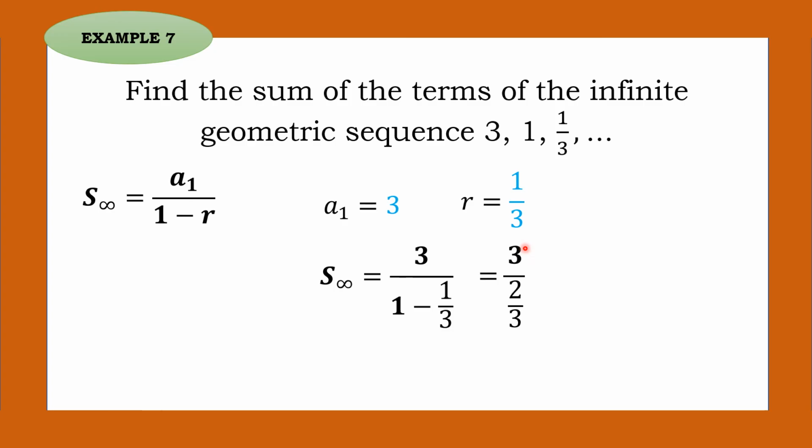So to simplify 3 divided by 2/3, we simply copy the numerator and get the reciprocal of the denominator, and that will give us 3 times the reciprocal of 2 over 3, which is 3 halves. And then we change the operation into multiplication. Now, 3 times 3 halves will give us 9 over 2. So it means that the sum of the terms of the infinite geometric sequence 3, 1, 1/3, and so on is 9 over 2.